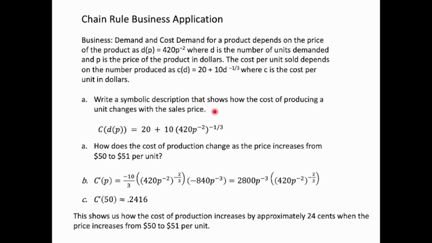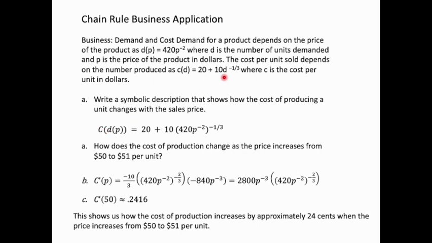However, when we look at the question, we're asked to describe the cost based on the price. So we need to figure out a way to use these 2 equations to come up with a new equation so I can plug in the price and get out the cost. Now, the only way to do that is by using composition functions. I can find cost and plug in D of p, the demand function, and create a composition function where I can plug in the price and get out the cost.